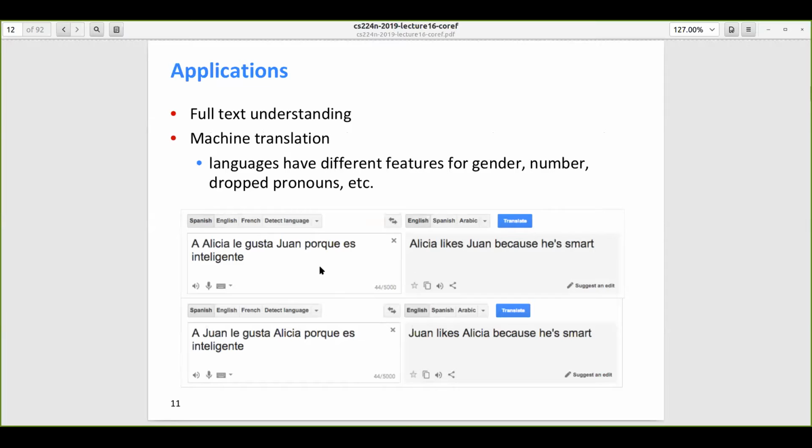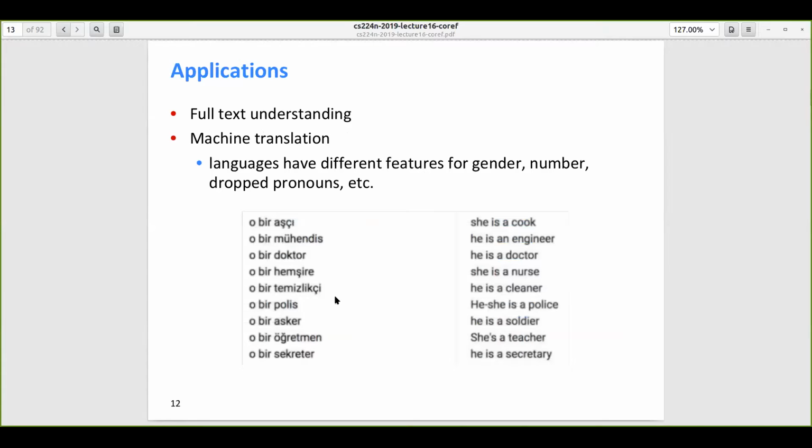Which is why, in cases like this, we see that there is some sort of correlation between the job and the gender. So, she is a nurse, and we have these kinds of examples here, whereas the source language doesn't really have the pronouns, where the pronouns are dropped.